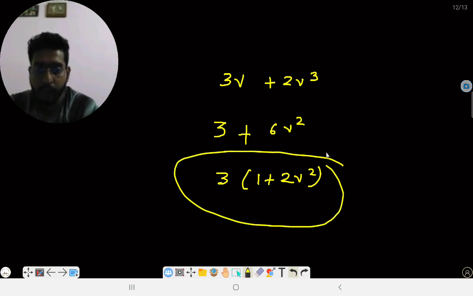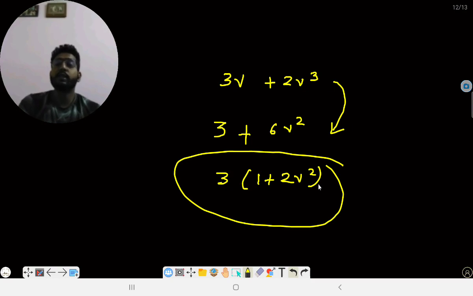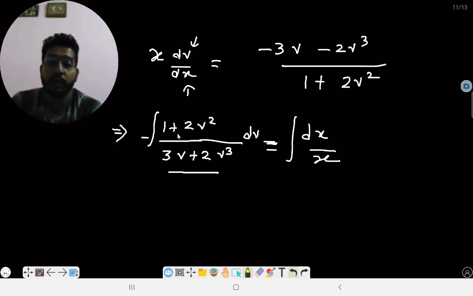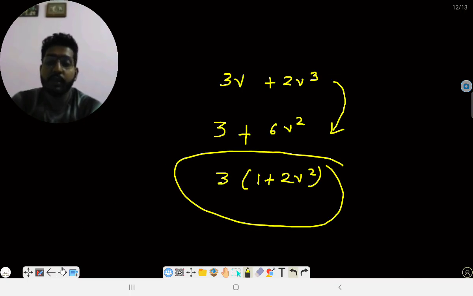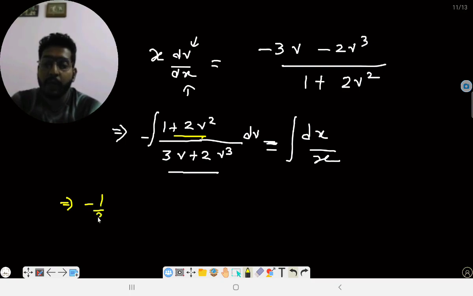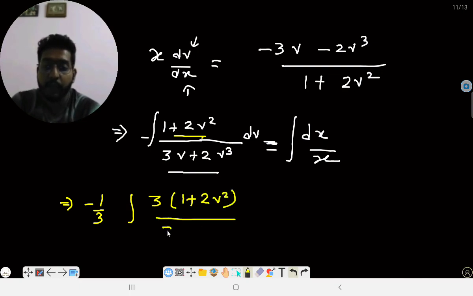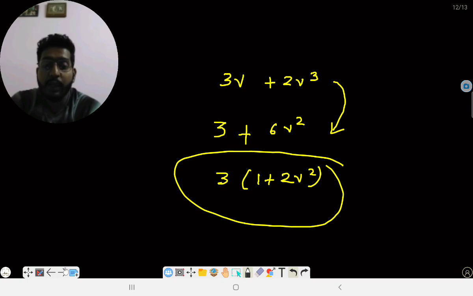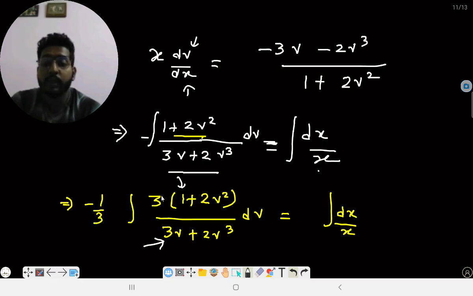So the differentiation of 3v plus 2v³ is 3 into 1 plus 2v². Now look at the numerator, it is 1 plus 2v². Only thing missing is the 3. So we'll take 1 by 3 outside and multiply 3 inside. That means the integration of 3 into 1 plus 2v² by 3v plus 2v³ dv equals the integration of dx by x. Now from here we can see the derivative of the denominator is coming as the numerator. The derivative of 3v plus 2v³ is 3 into 1 plus 2v².